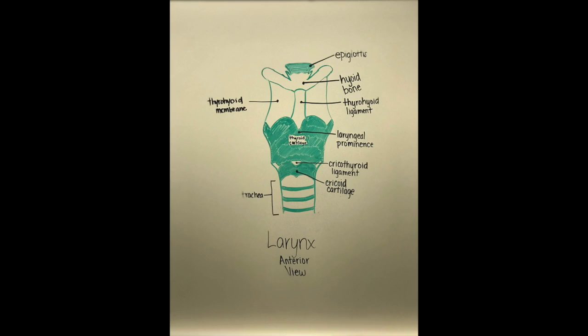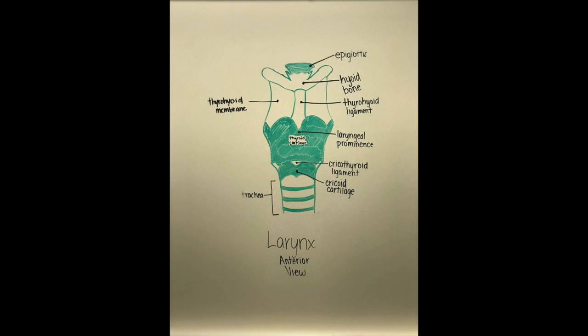This is an anterior view of the larynx. Here we see the trachea, which is the large tube that extends from the larynx and serves as a passageway for air going to and from the lungs. Surrounding the trachea is the cricoid cartilage, which functions as an attachment site for various muscles, ligaments, and cartilages. Connecting it to the thyroid cartilage is the cricothyroid ligament.